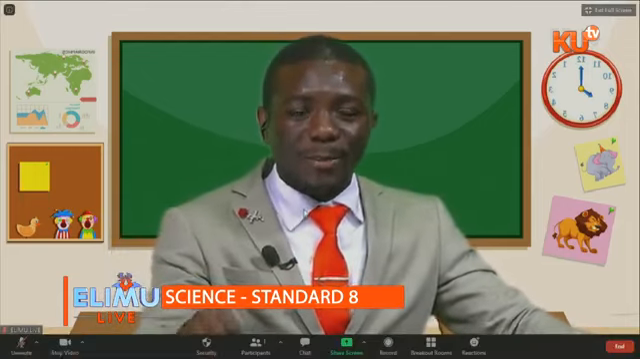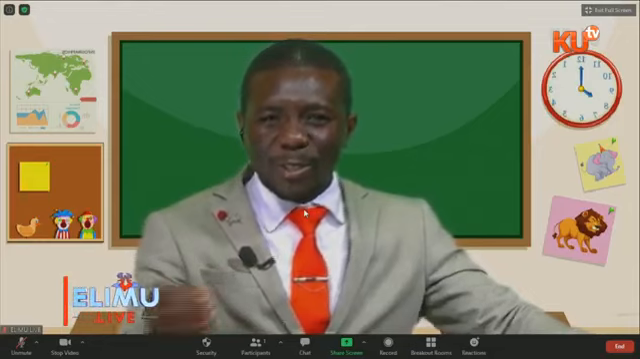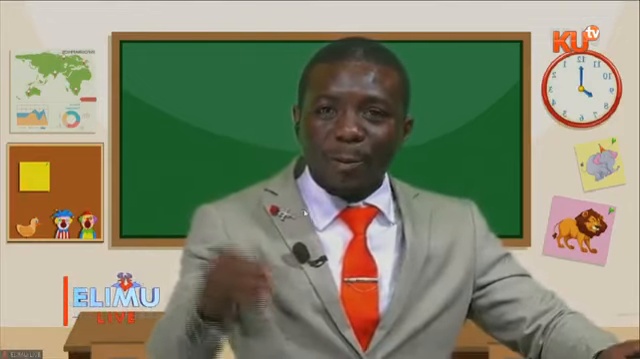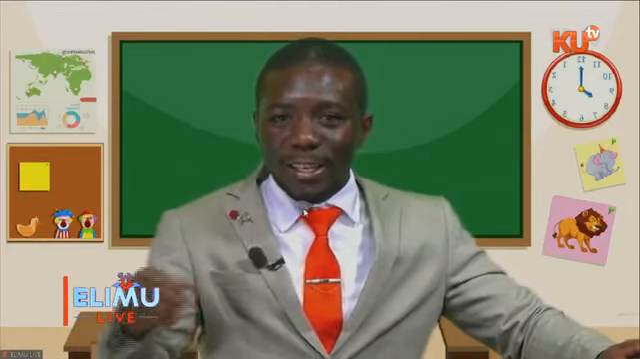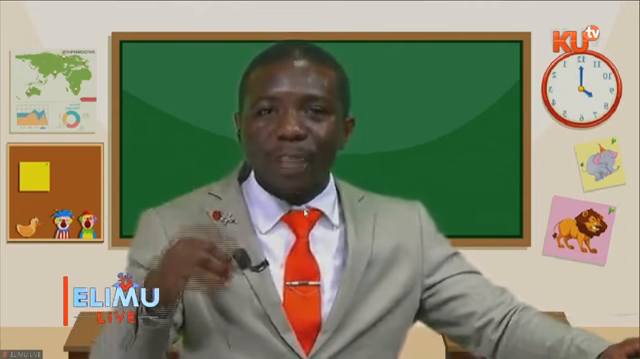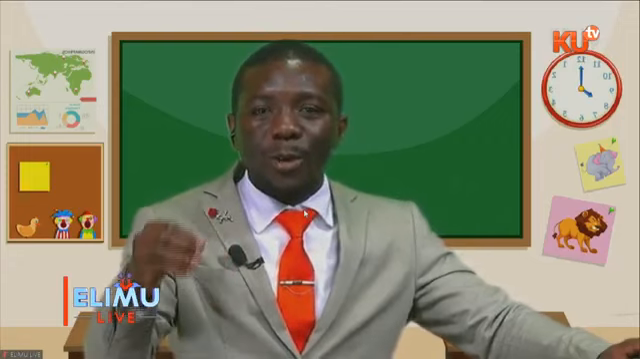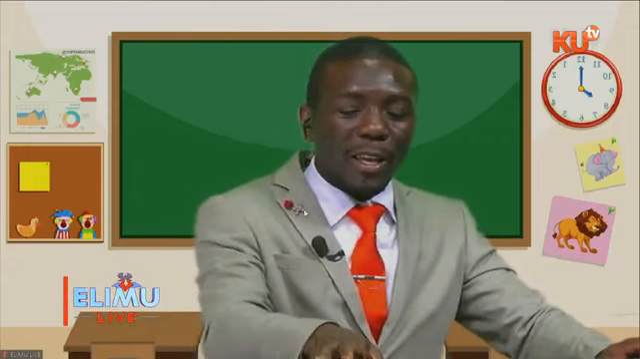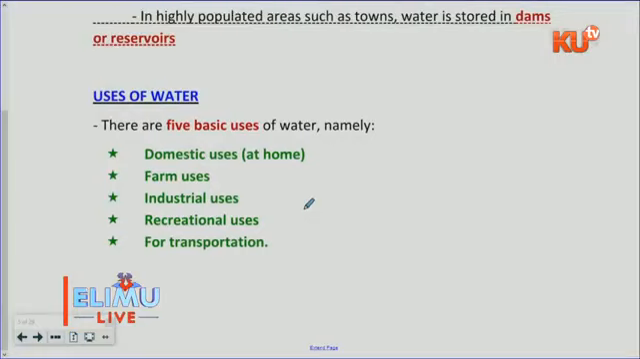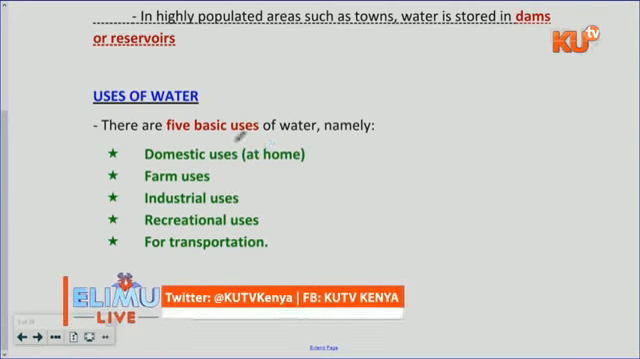So in this class 4, they came after storing it, or after obtaining it from a source, or after tapping it. How can you use it? In standard 4, they take you through how you can use water in different places. They divided it into around 5 basic uses of water. Namely, the first one is domestic uses. Domestic uses is the use of water at home, how we use water at home.